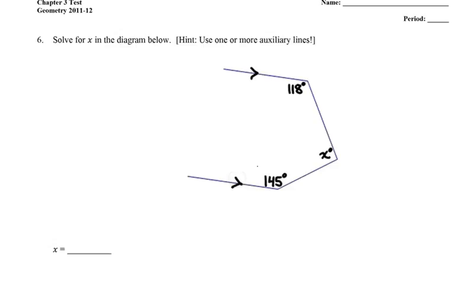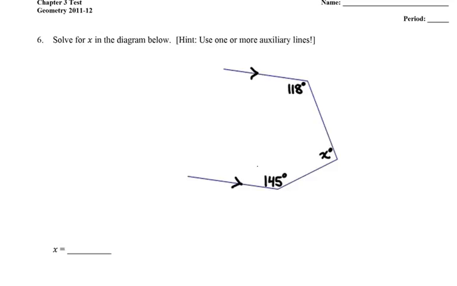This video is going to cover the third page of the Chapter 3 test, version 2. And we're told in this first question on the page to solve for x in the diagram below. And we're given a big hint: use one or more auxiliary lines. So there's several ways that you can do this.